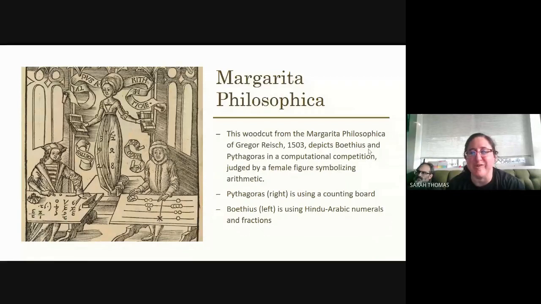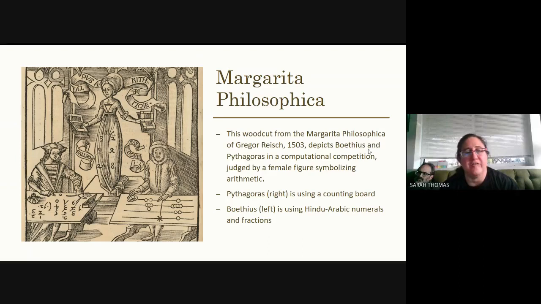What they're doing in this picture is having an arithmetic contest, and this is being overseen by Lady Arithmetic. You can tell it's her because A, she has a ribbon telling who she is, and B, she has symbols on her gown. So you can see what Pythagoras has. He's got a counting board. This is a type of abacus, and you move little stones or coins or pebbles or whatever you've got around the board to do computations. We'll look some more at that in a minute.